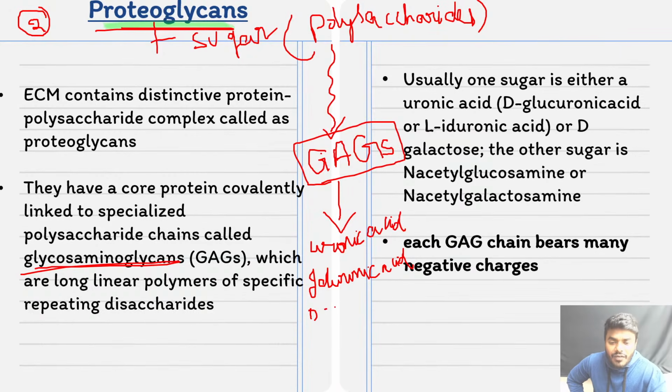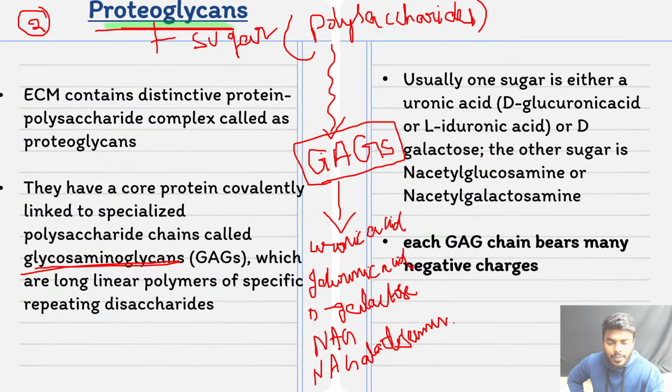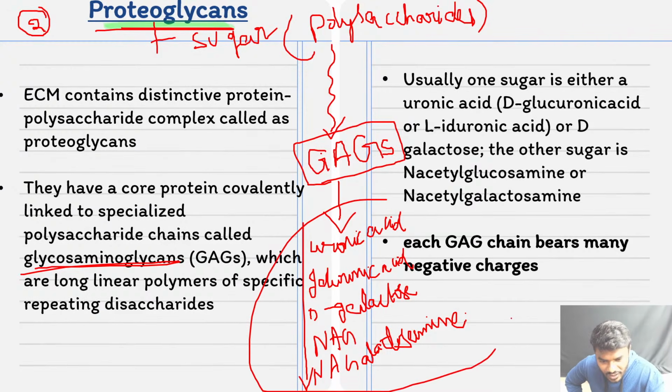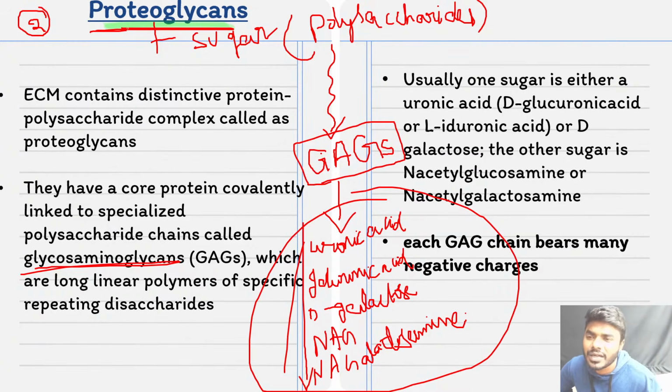And there will be an addition of D-galactose, and an addition of N-acetyl glucosamine. Then there will be an addition of N-acetyl galactosamine. These are all the different types of sugars that will be added to these kinds of proteins. Sorry, these are all the various types of sugars that are added to the proteins present in the ECM protein. Now the point is very clear.